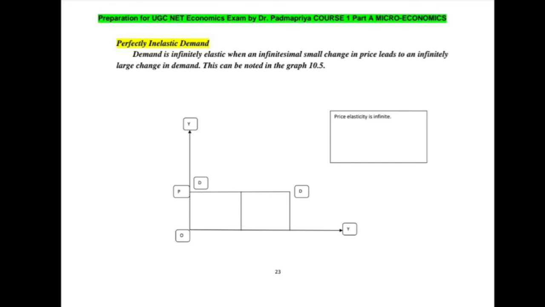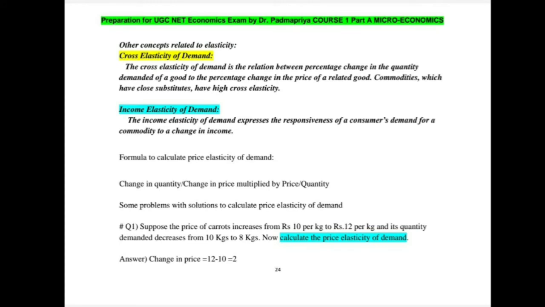We have also concepts like cross elasticity of demand. Now we have another concept called income elasticity of demand, which expresses the responsiveness of a consumer's demand for a commodity due to a change in income. Formula to calculate price elasticity of demand. So there is a certain formula to understand the price elasticity of demand.